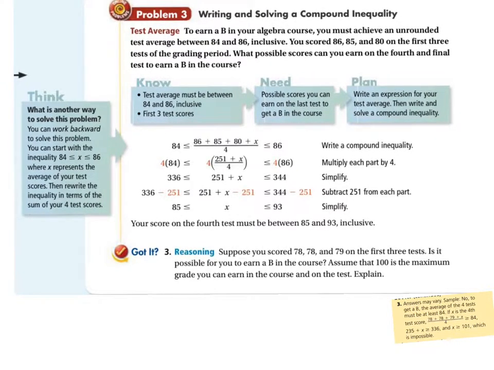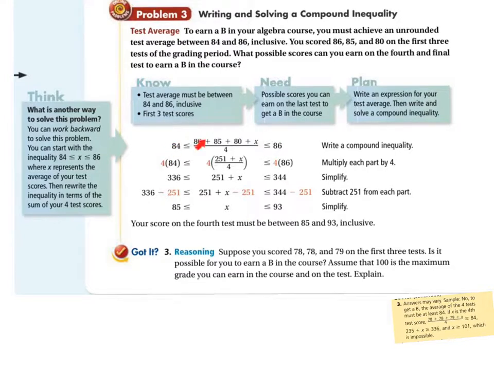So anyway, to earn a B in your algebra course, you must achieve an unrounded test average between 84 and 86 inclusive. Okay? You scored 86, 85, 80 on the first 3 tests of the grading period. What possible scores can you earn on the 4th and final test to earn a B in the course? Now, forgetting the ends here, so ignore those for the second.